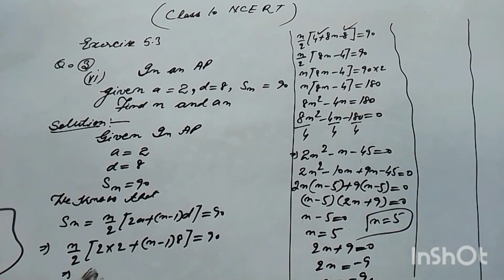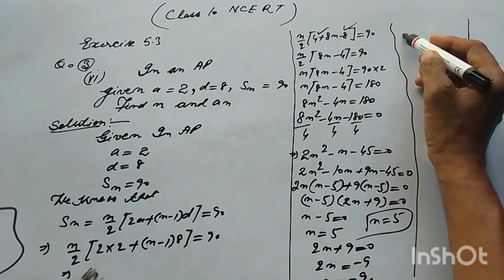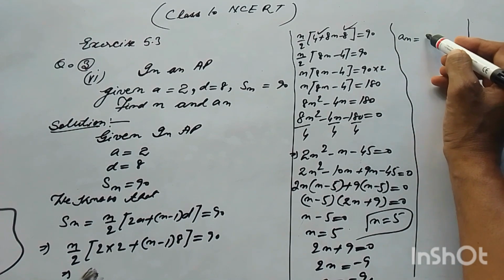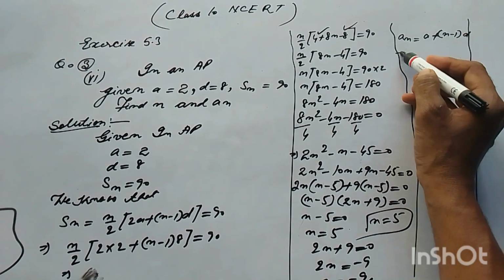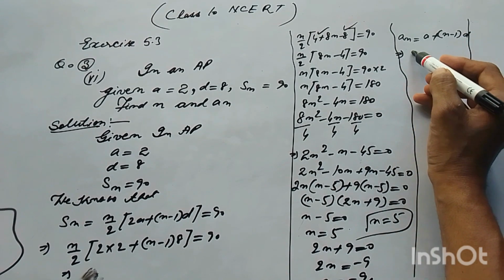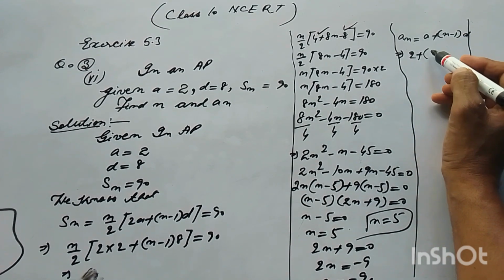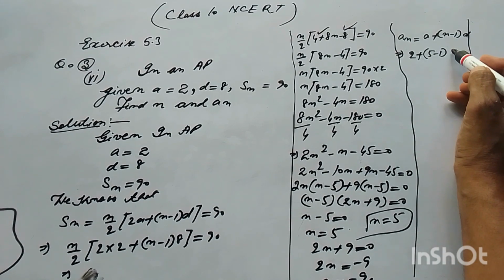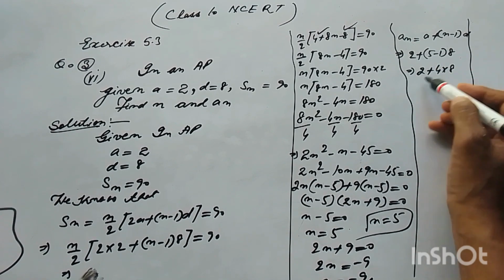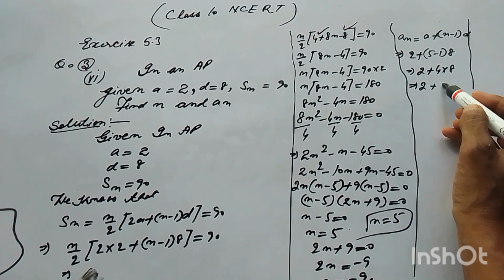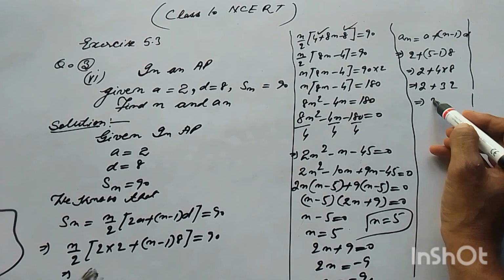On the other hand, we find the value of an. We know that the nth term is equal to a plus (n minus 1)d. The value of it, that is 2 plus (n, that is 5, minus 1) into difference, that is 8. We have 2 plus 4 into 8, 2 plus 32, that is equal to 34.